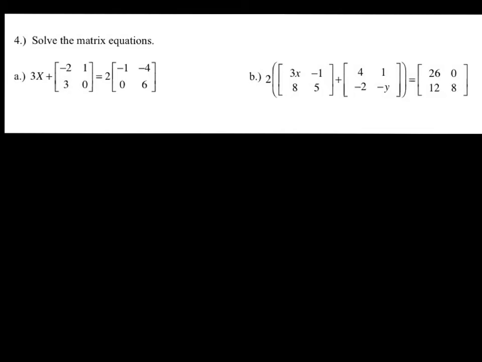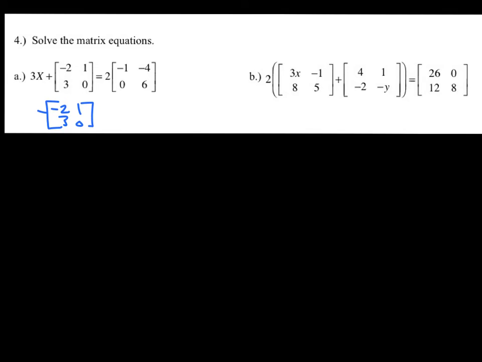So what we need to do is still try to isolate our variable. When you're working with matrices, you want to work with the matrix as a whole, moving it as a whole from one place to another. So if we look at the first one, 3x plus that 2 by 2 matrix, -2, 1, 3, and 0, we're going to subtract that matrix over. So we're going to subtract the whole thing, -2, 1, 3, 0.